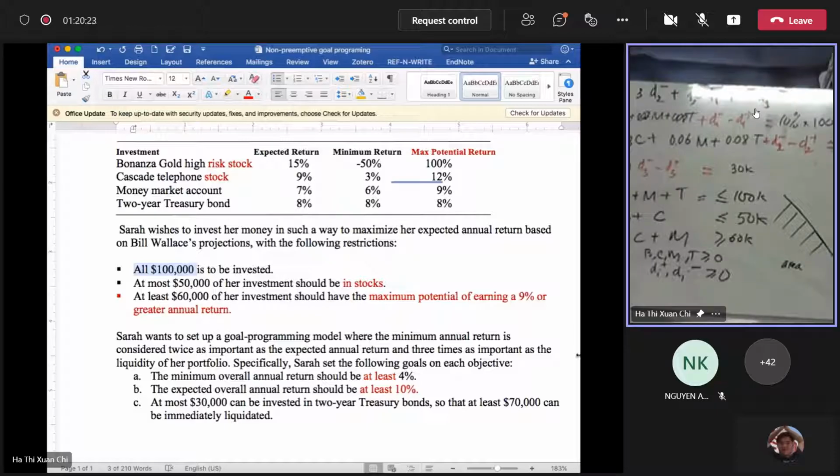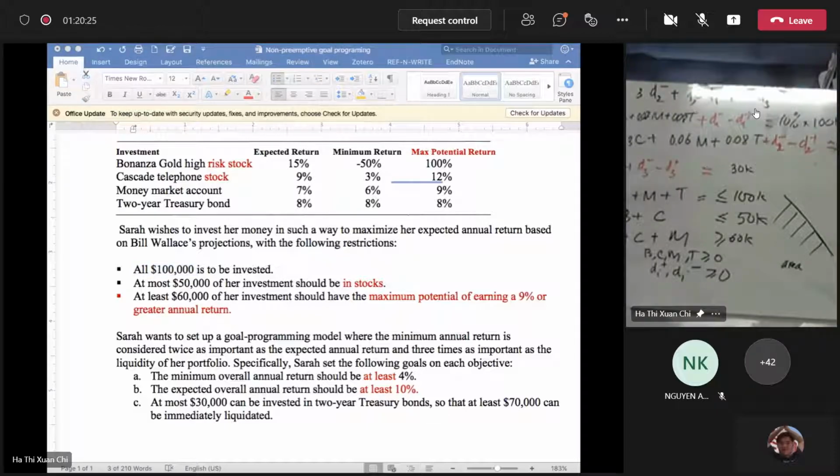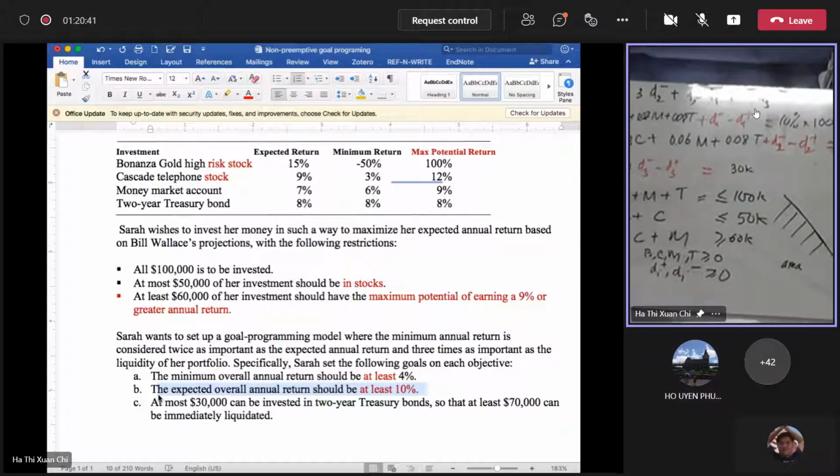Teacher, yes. I want to ask about the second goal. In the problem, it says minus 50%. But you wrote 0.5 only. It's my mistake, sorry. It's minus. Thank you.